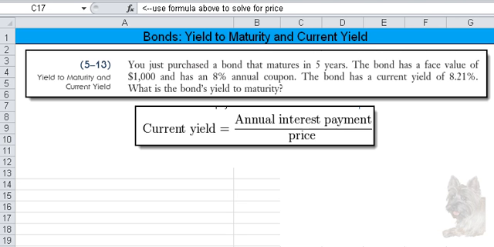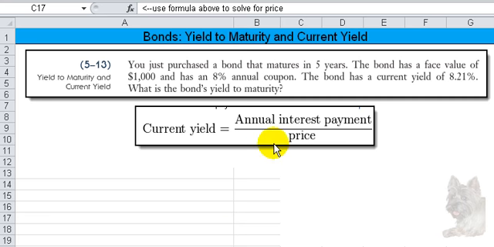Let's explore this bond yield to maturity and current yield problem. It's problem 5-13. You just purchased a bond that matures in 5 years. The bond has a face value of $1,000, like most bonds, and has an 8% annual coupon. The bond has a current yield of 8.21%. What's the bond's yield to maturity?